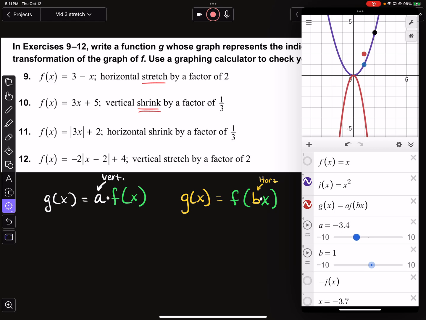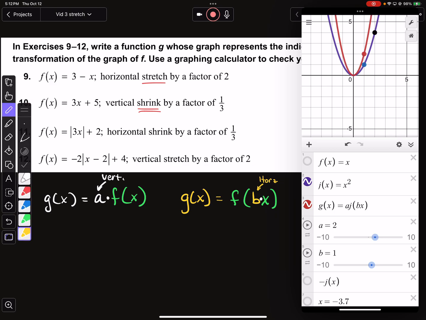Okay? And so we got to somehow remove the negative from the conversation because the negative deals with flipping it. Positive, I'm negative. I'm positive, I'm negative. The negative flips it. But the size of the number, am I smaller than 1 or am I bigger than 1? Decides if I'm a stretch or a shrink. And so we say it like this. Hey, if your a is greater than 1, then you vertically stretch.